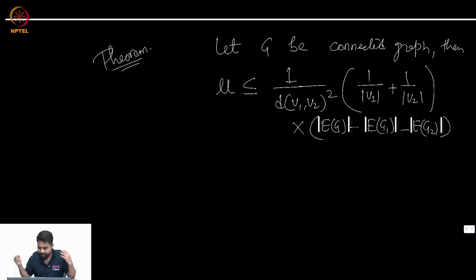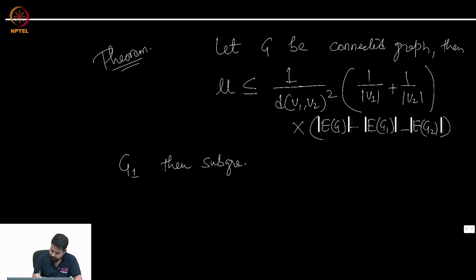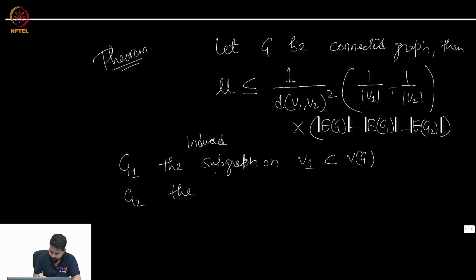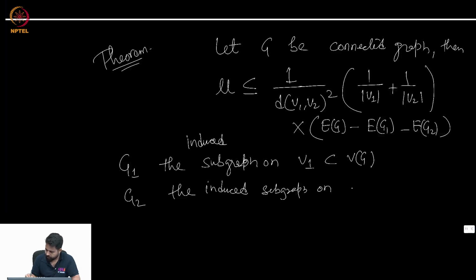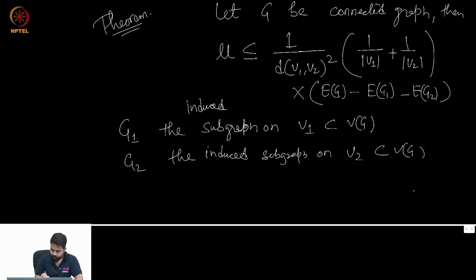So mu is clear, and the distance we have already defined, the distance between V1 and V2. G1 is the induced subgraph on V1; remember, V1 was a subset of the vertex set of G. Similarly, G2 is the induced subgraph on V2, again a subset, and V1 and V2 are disjoint.